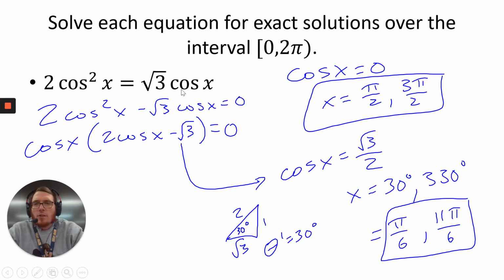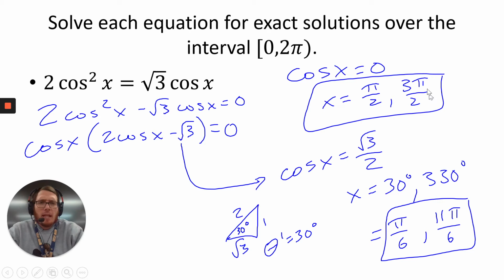Okay, this first question has 2 cosine squared x equals root 3 cosine x. Anytime you see multiple pieces, move it over to one side and set it equal to 0. And then you want to factor out anything you can if it's just two terms like this. So I could take a cosine of x out. So that's cosine of x times 2 cosine x minus root 3. I set each of those equal to 0 like a factoring question, so cosine of x equals 0.